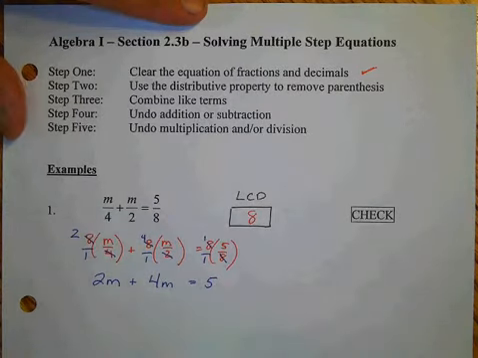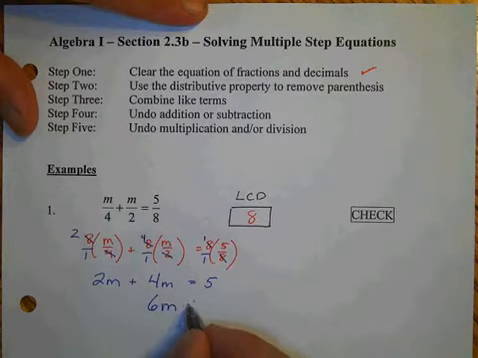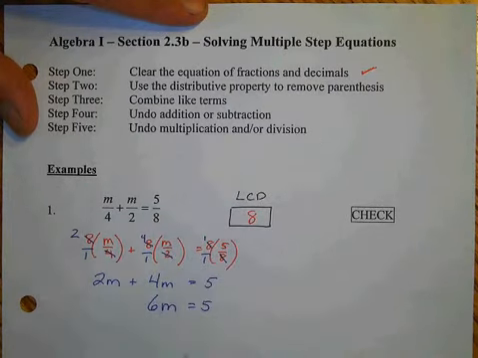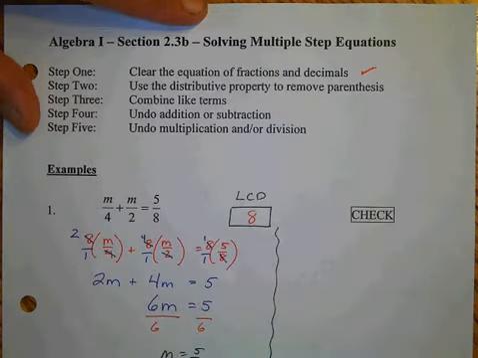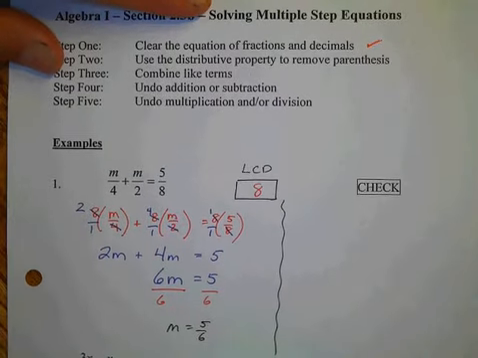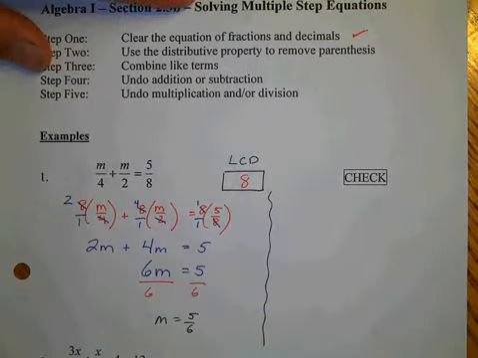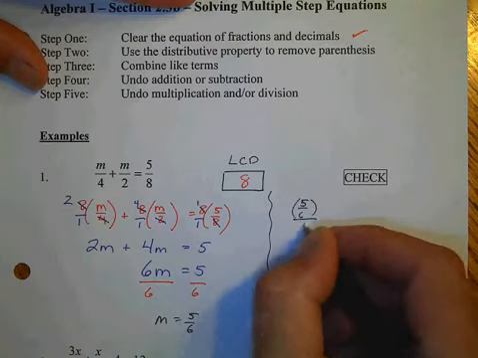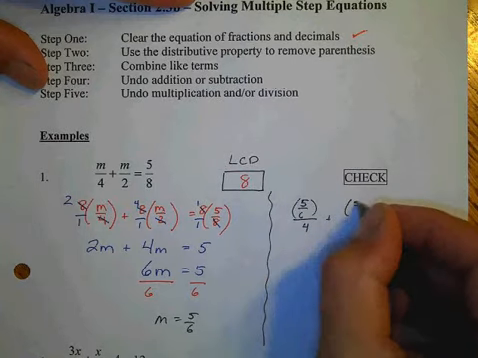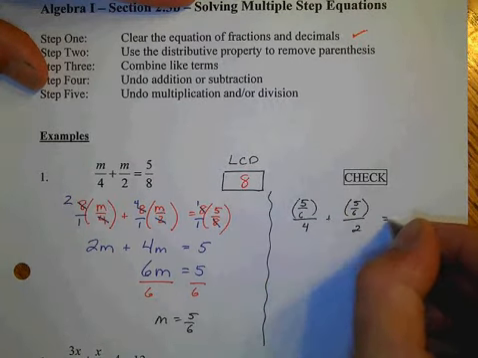Solving this equation from here, we get 6m equals 5. And remember, we're lining up our equal signs on these problems. We divide both sides by 6, because that's the opposite of multiplying, and we get our answer of m equals 5/6. So, let's go through now and check this. On our problems and on our homework, we do all of our work on the left side and check on the right side. So, let's take our 5/6 and divide it by 4, plus our 5/6 divided by 2 equals 5/8.